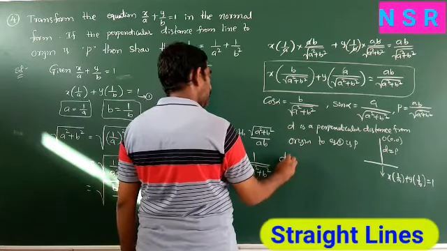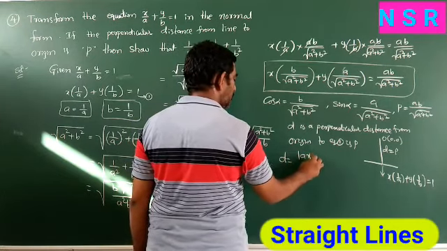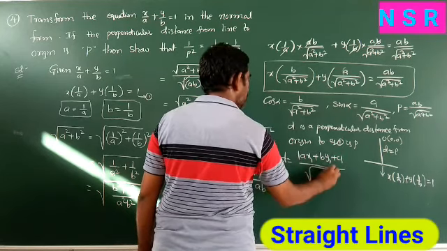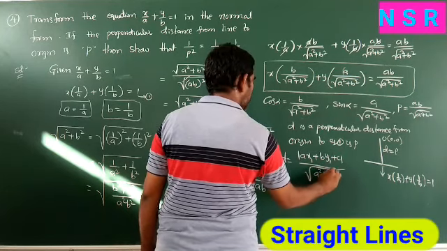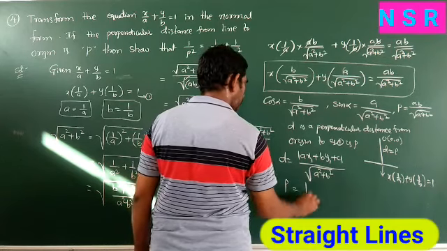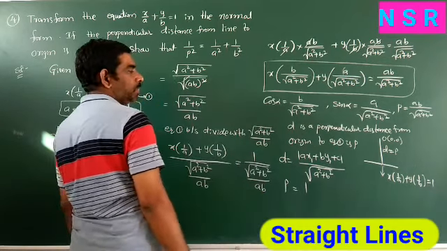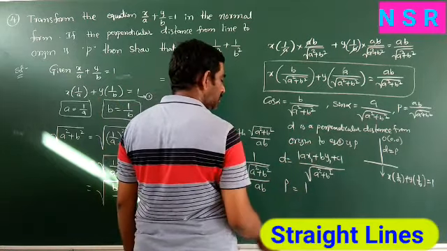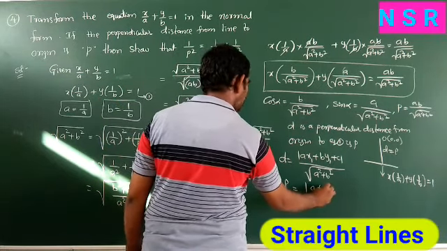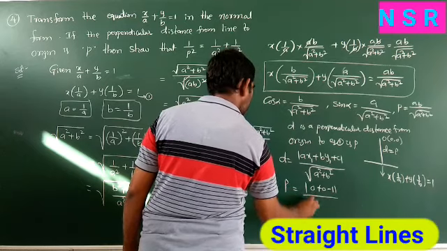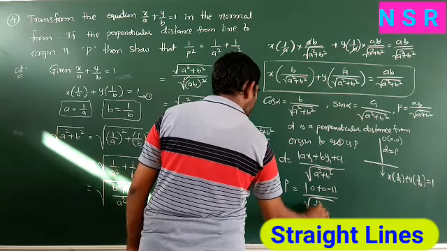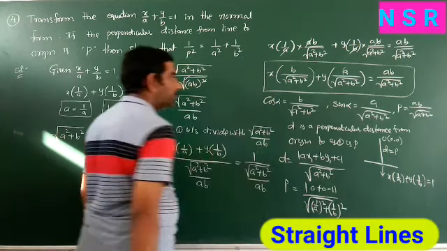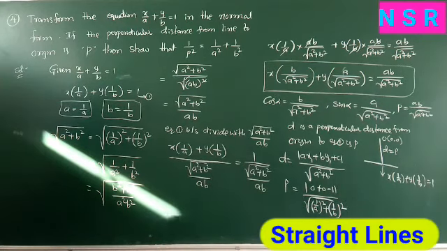So what is the formula for d? The perpendicular distance is mod ax1 plus by1 plus c by square root of a square plus b square. Now the d value is p. Here the a value is 1 by a, and x1 is the origin, 0. So 0 plus 0, the c value is minus 1, by square root of 1 by a whole square plus 1 by b whole square. Now simplify it.